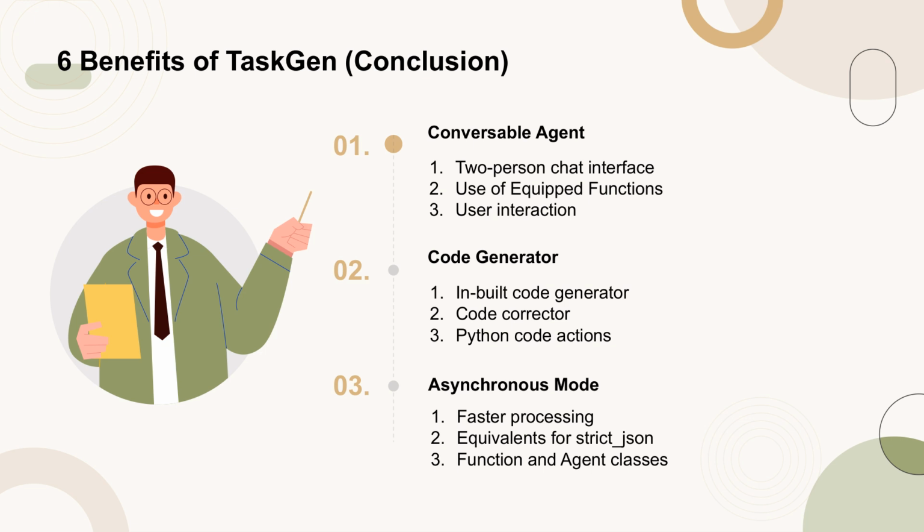The system includes an inbuilt code generator and code corrector, which can execute actions using Python code, similar to Codact. For faster processing, TaskGen supports asynchronous mode, offering equivalents for strict_JSON, function, and agent classes. These features collectively enhance the versatility and efficiency of TaskGen in various applications.